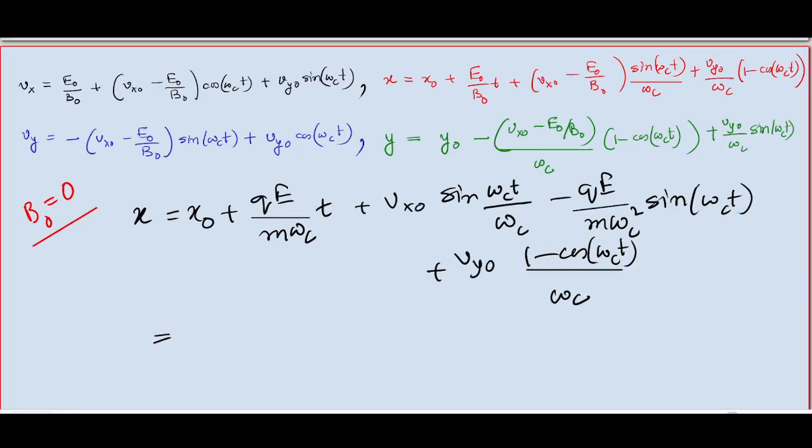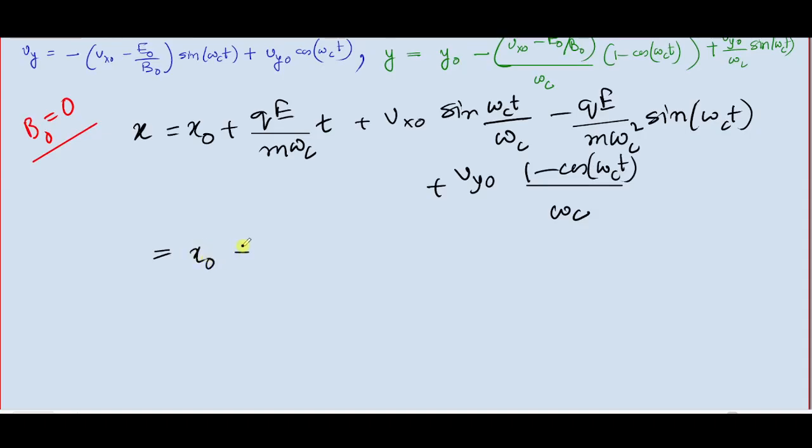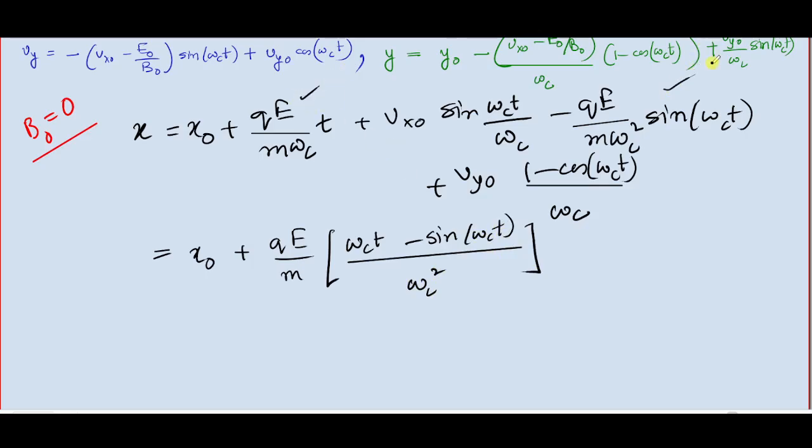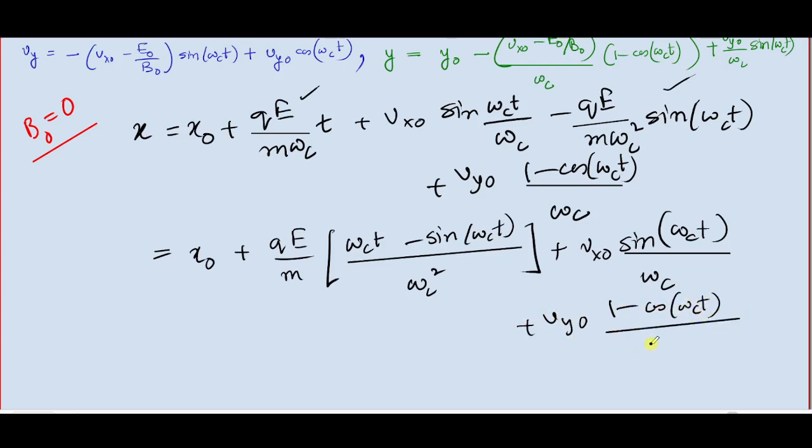Now this is actually set up quite nicely for taking the proper limit. You get x0 plus Qe by m omega c m. If you take that common, you actually get omega ct minus sine omega ct by omega c square, taking this and this term together, and then you have Vx0 sine omega ct by omega c plus Vy0 1 minus cosine omega ct by omega c. And we have already seen just a while ago that this limit goes to 0.